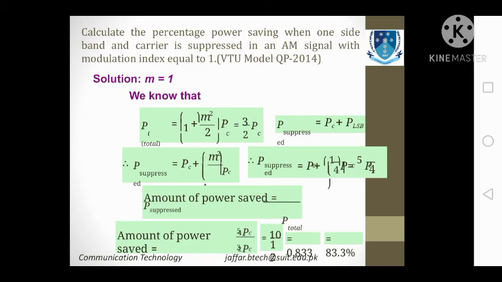Let's say if your power consumption was 100, now your power consumption will be only 17 watts. So you see that there is a lot of difference in power consumption. You can basically reduce much power consumption in this AM when you suppress the carrier as well as one sideband. So about 83% of the power will be reduced, on the condition that the modulation index is 1.